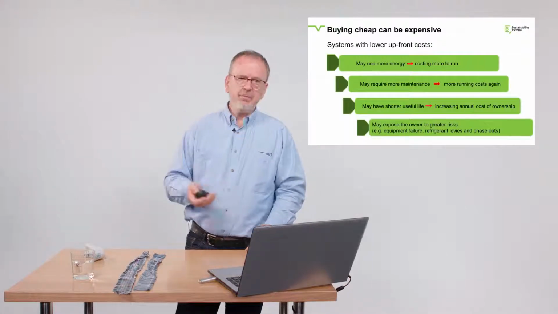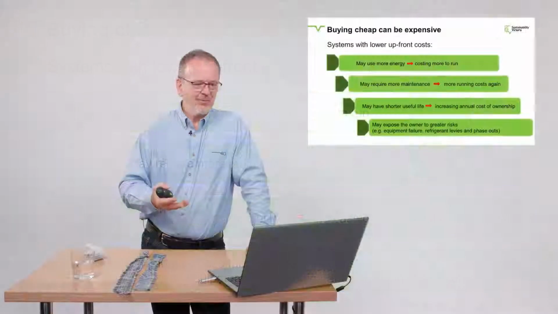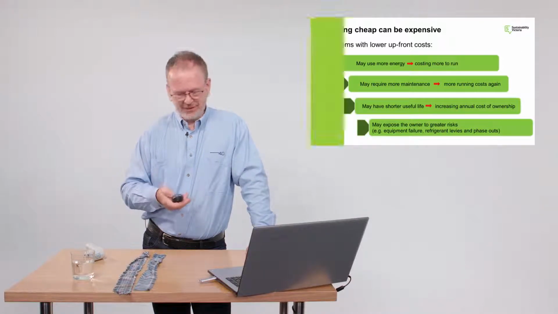So, buying cheap can be expensive. This is an old idiom, old axiom. If you pay little for your system, you quite likely will have a system that uses more energy and costs more to run. It'll probably require more maintenance and hence more running costs. It'll probably have a shorter life. And when I talk about the condensing units and the condensers later, you'll see what I mean. So that increases your annual cost of ownership. And if you've bought something cheap because it's being phased out now and people are trying to clear their stores, you could end up with something that'll be phased out pretty quickly. Unfortunately, we see a lot of that still happening today.